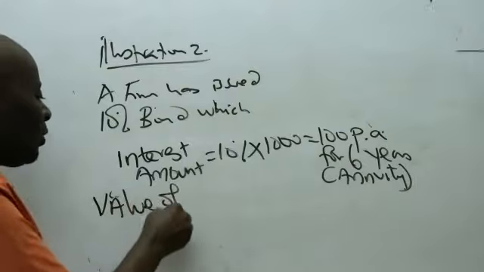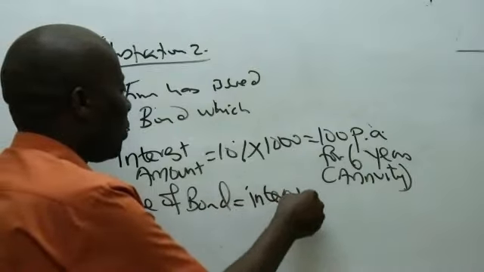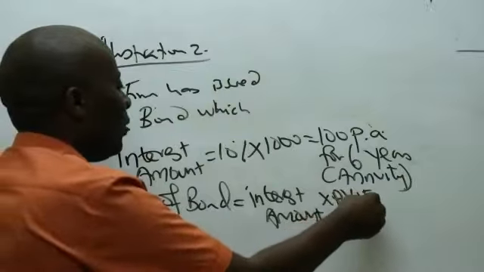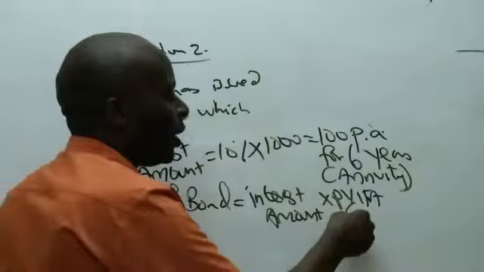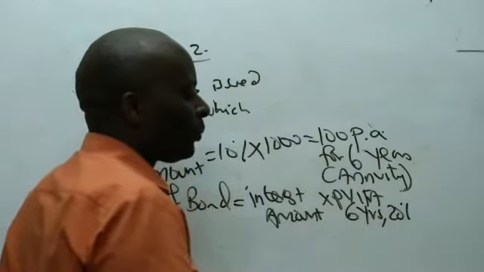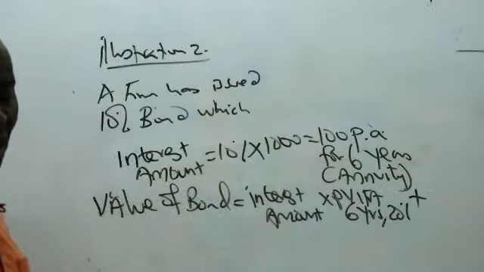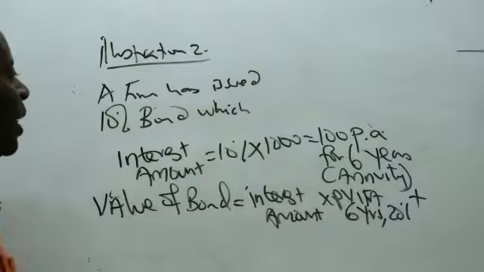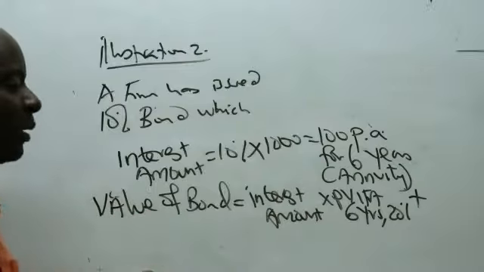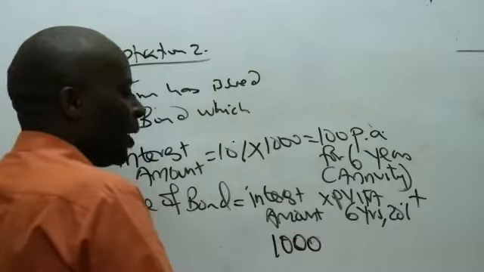So how do we get value of the bond? You will take the interest amount discounted by multiplying this with the PV factor, 6 years, 20% cost of capital, plus the redemption amount, where the redemption amount happens to be the par value. We assume that this bond will be redeemed at par. So 1,000 is a redemption amount.